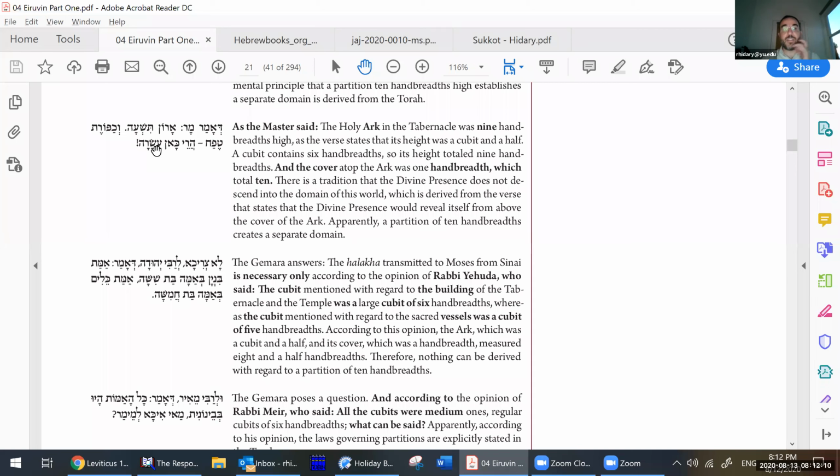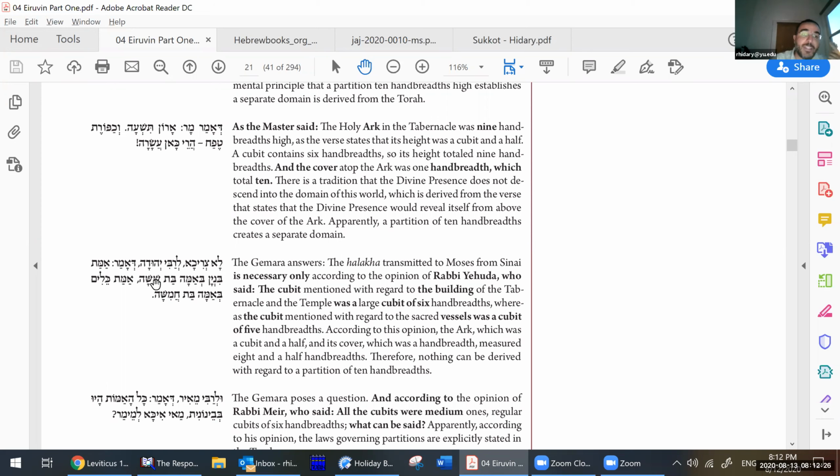Well, 10, what's 10? It's based on an amma and a half. So if it's based on an amma and a half, and if it's 6 tefachim for an amma, then 6 plus half is 9. But if it's only 5, then you see it's going to be less.